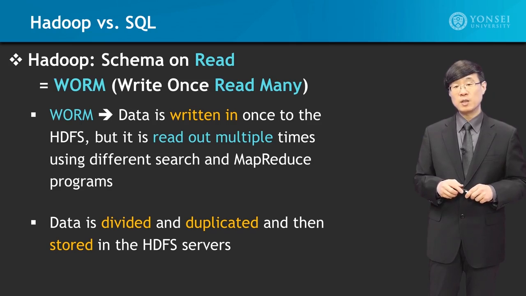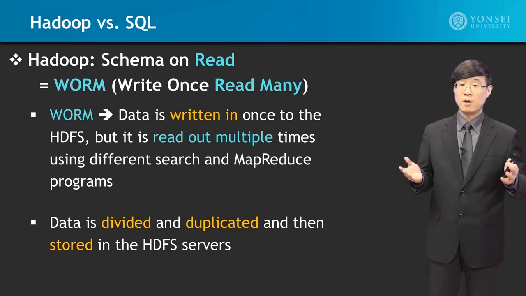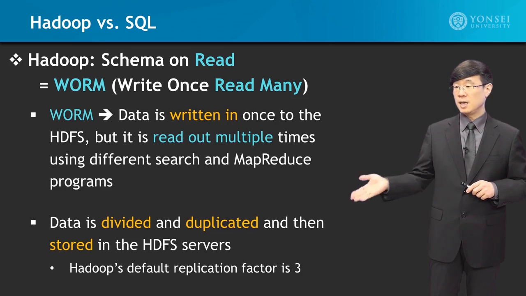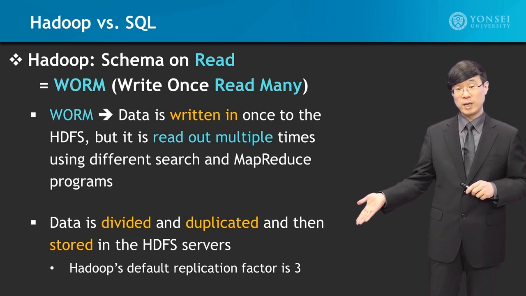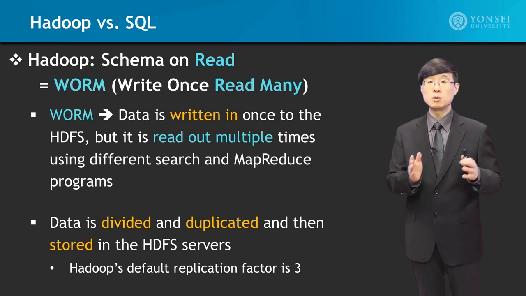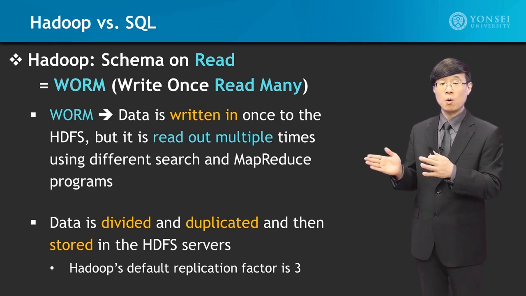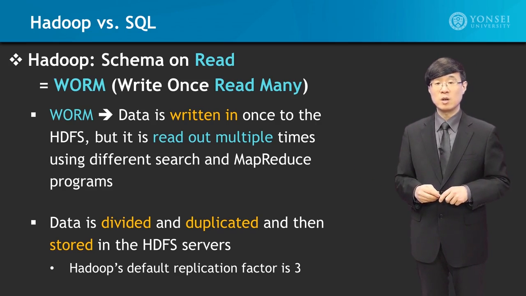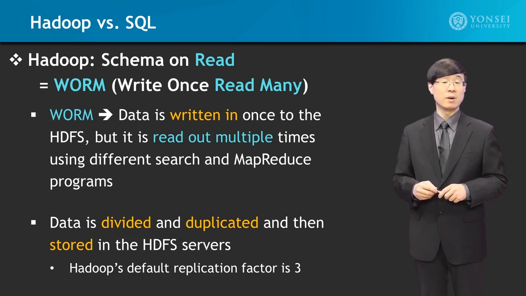Data is divided and duplicated and then stored in the HDFS servers. This duplication factor provides robustness, reliability, and fault tolerance. The default replication factor is 3, and you will see some applications where they will use 2 or maybe 4 or 5 in some cases, based on how they want to process the data and how many resources they have available.